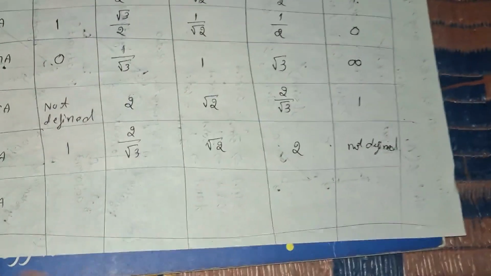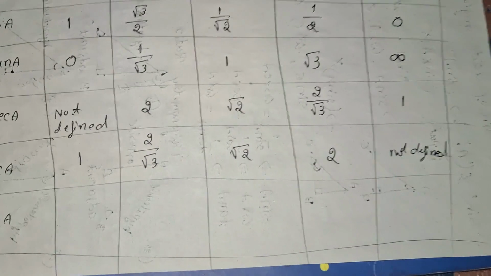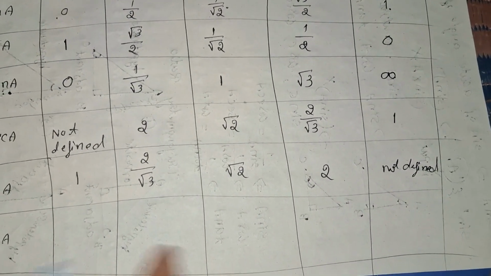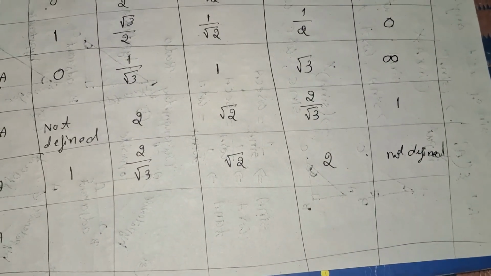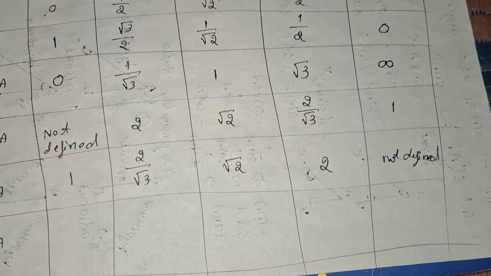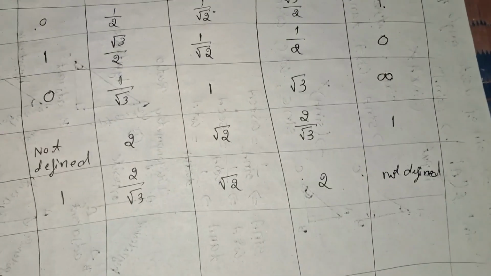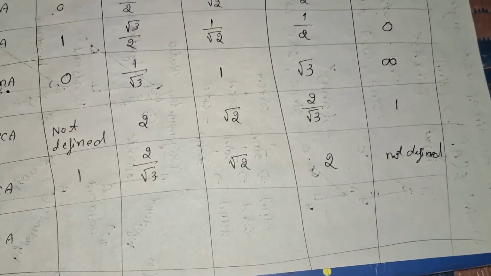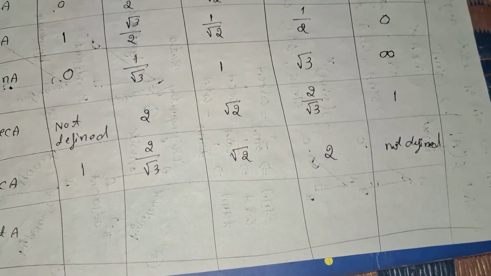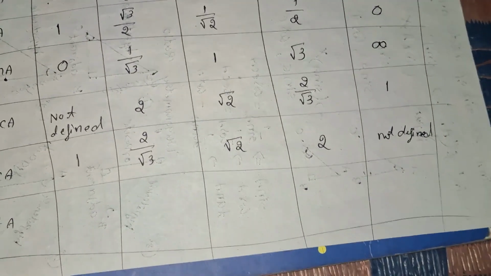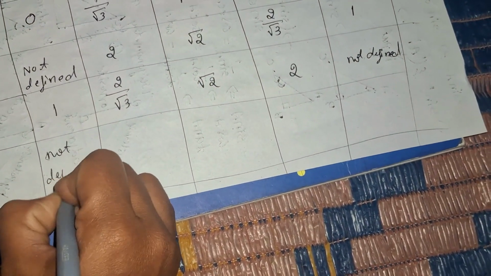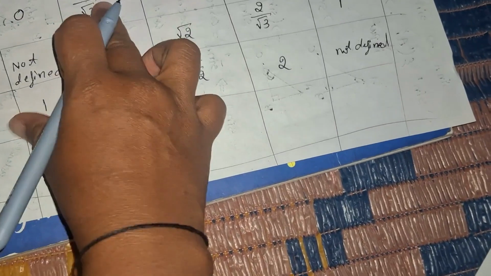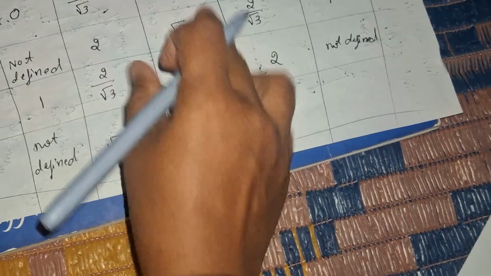Then the last ratio is cot A. How to find cot A? Cot A is the reciprocal of tan A. So cot A equals 1 by tan A. What is cot 0? Cot 0 is 1 by tan 0. What is the tan 0 value? 0. So 1 by 0 is what? Not defined. Then 1 by 1 by root 3 is what? Root 3.